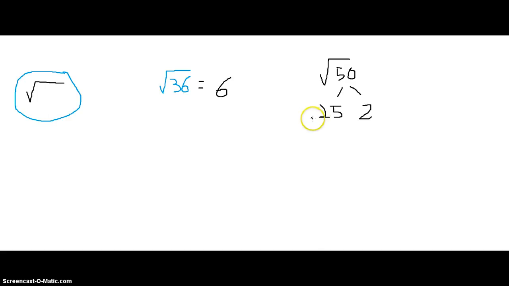And so we just make that 5, because 5 is the square root of 25. And so, 5, and we bring the 2 down right there.